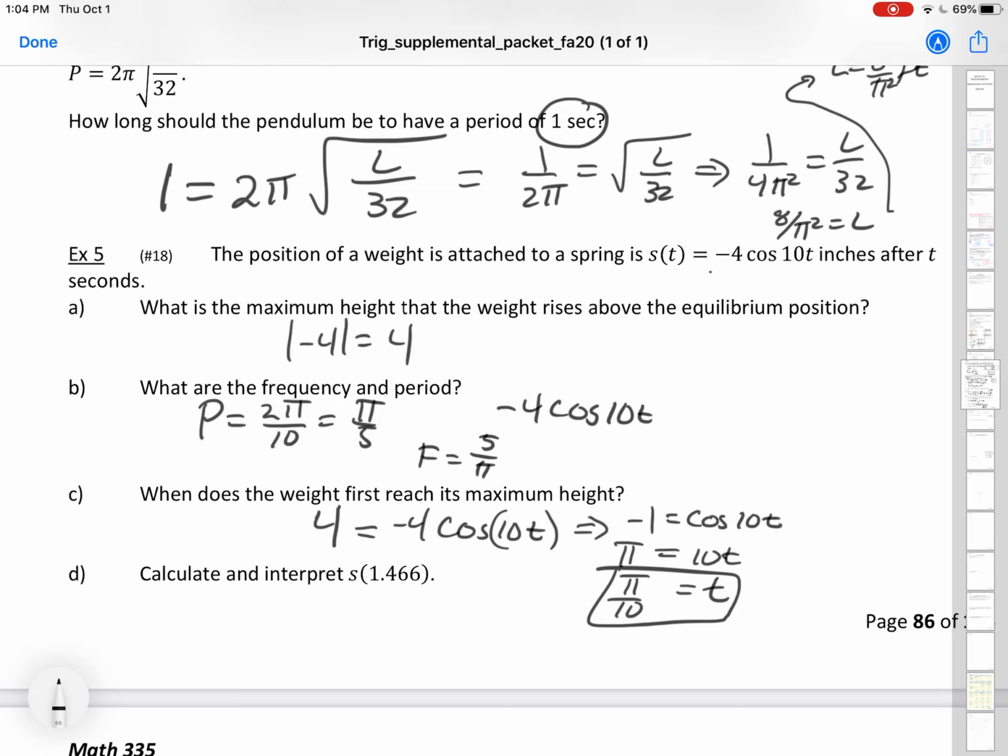So get that. Calculate and interpret S of 1.466. You're just plugging it into the given formula from the beginning. They could have asked that question first. When you do, I got 1.997. So it's about 2 inches above the equilibrium point. The equilibrium point is that middle point that it passes through and bounces equivalent distances up and down. It's 2 inches above that.